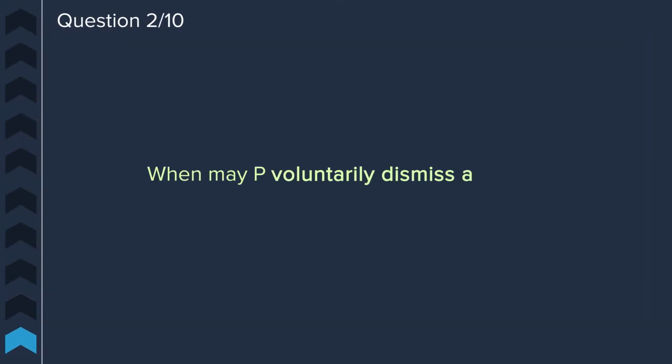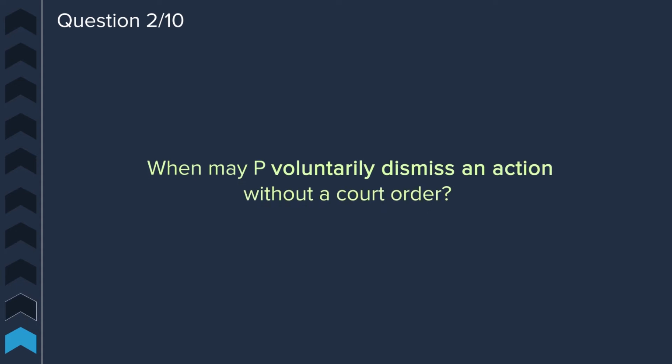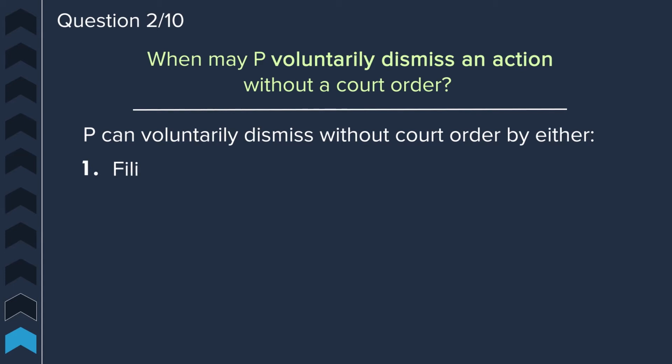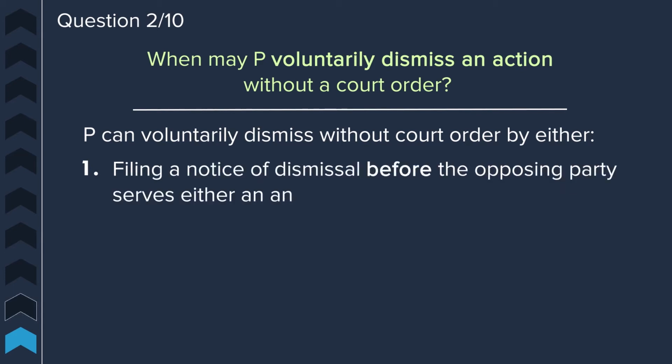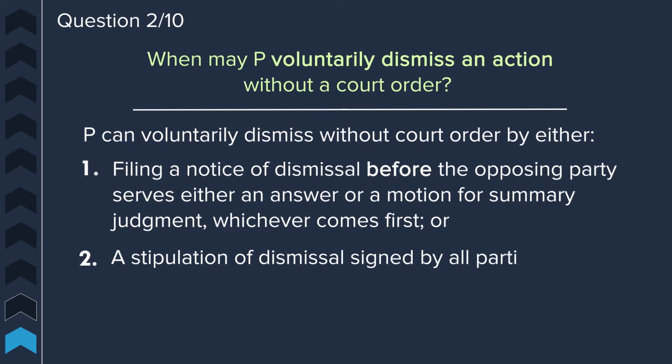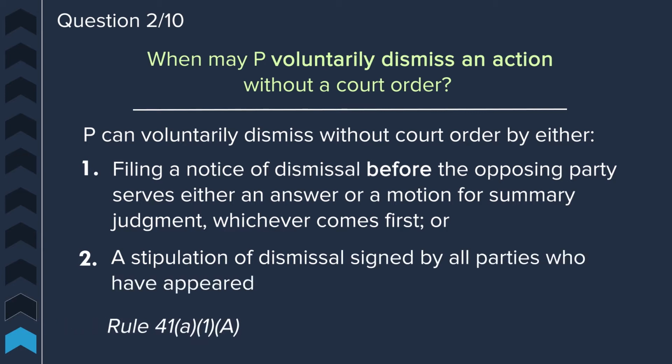Question 2. When may a plaintiff voluntarily dismiss an action without a court order? A plaintiff can voluntarily dismiss without a court order by one of two ways: either filing a notice of dismissal before the opposing party serves either an answer or a motion for summary judgment, whichever comes first, or by a stipulation of dismissal signed by all parties who have appeared. And this is governed by Rule 41(a)(1)(A).